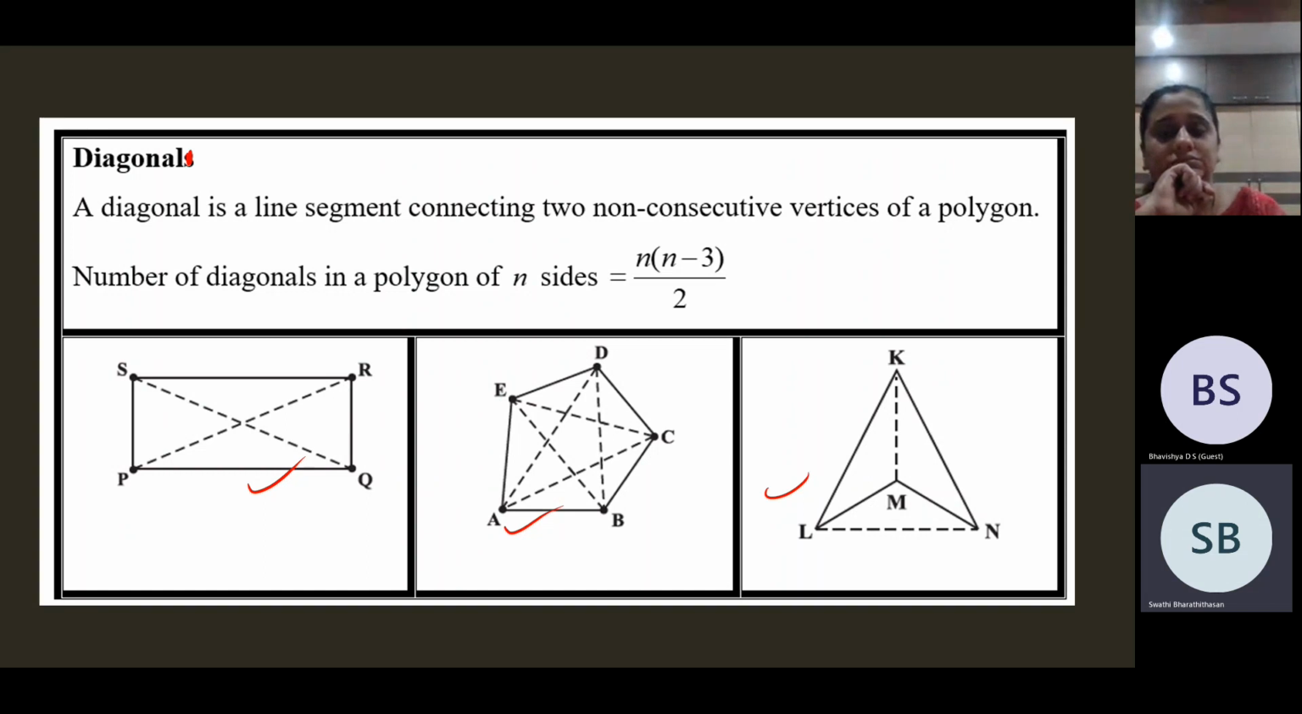Ma'am, those non-consecutive vertices can also be non-adjacent vertices. Yeah, non-adjacent vertices. Yes.